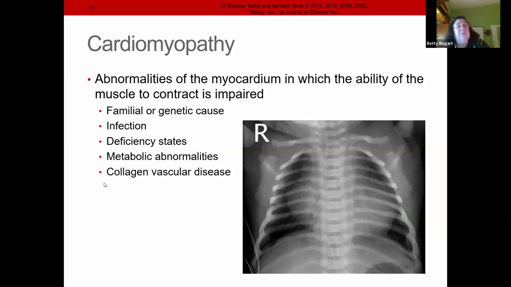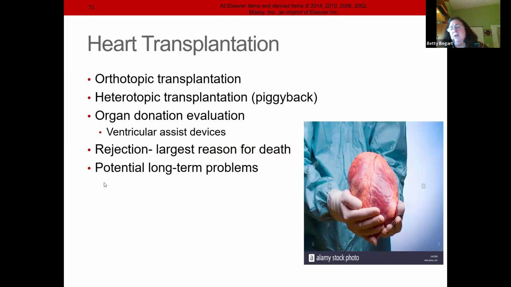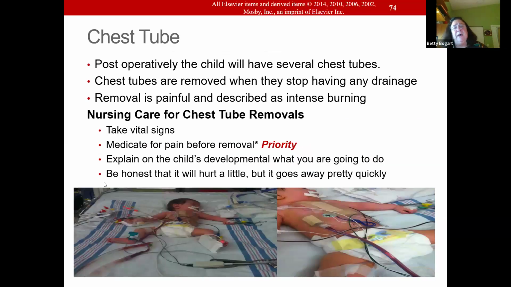Cardiomyopathy is that viral thing that can usually happen, or it could be what? Lupus too, right? Many things can cause it. Usually with cardiomyopathy, after we can't fix it anymore, we can't, quote, tune it up, they go for transplantation. And, you know, rejection is the largest reason for death, but infection is also bad for them.